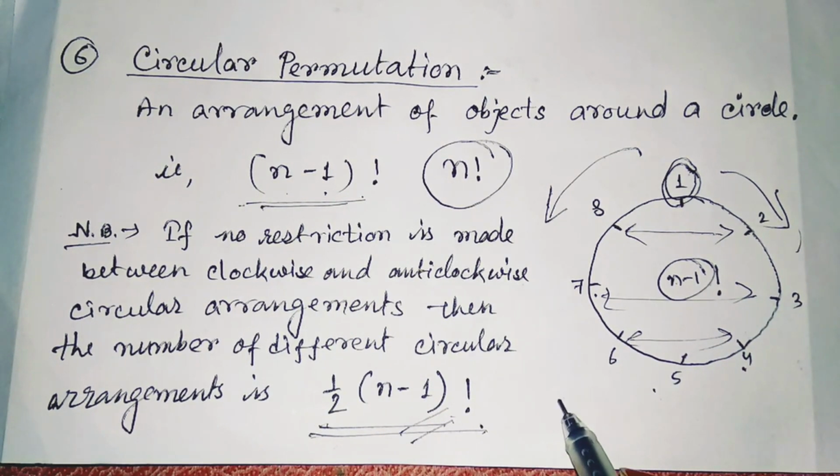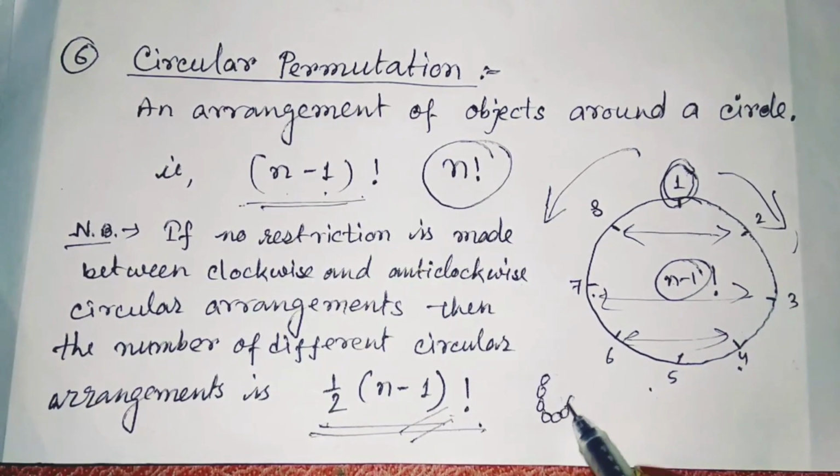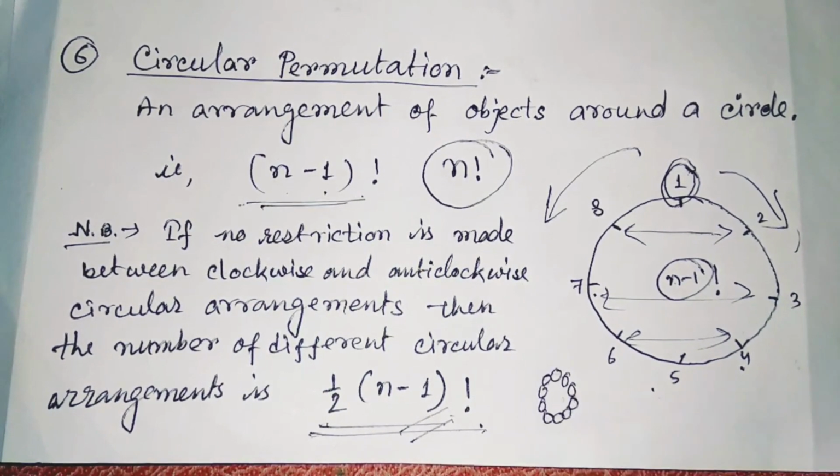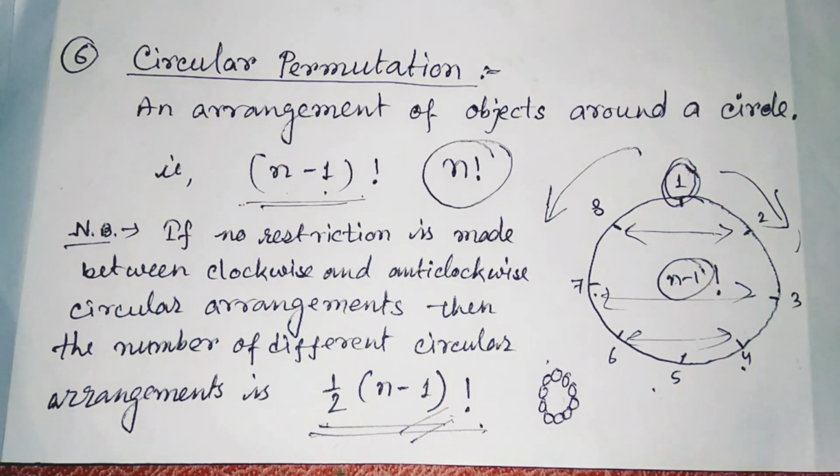For example, if we consider the beads of a chain where all beads are the same, at that time the circular arrangement, that means clockwise and anti-clockwise, doesn't matter. These are the few important aspects of the permutations. Now the next chapter is the combination.